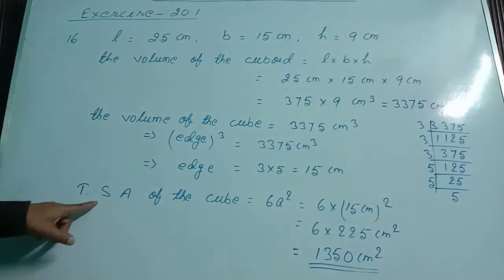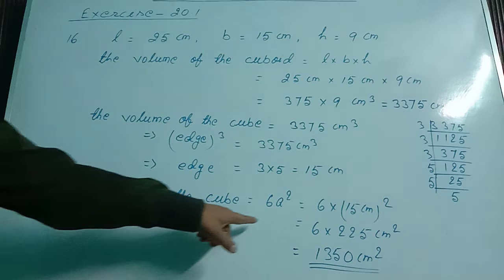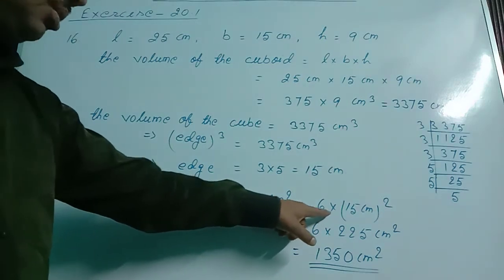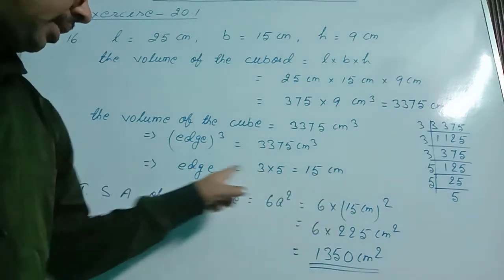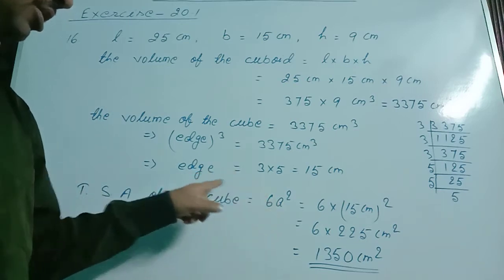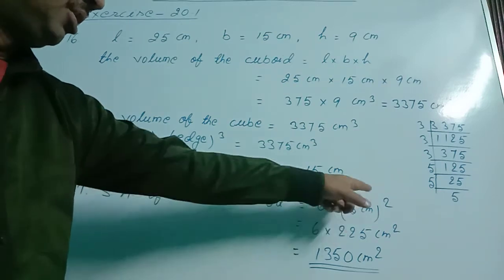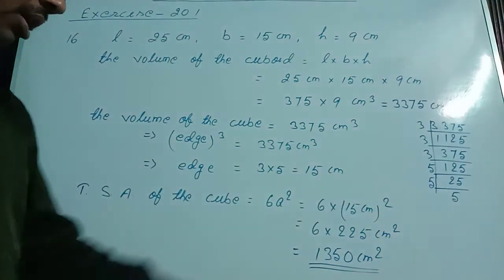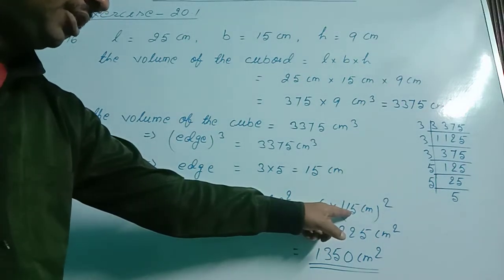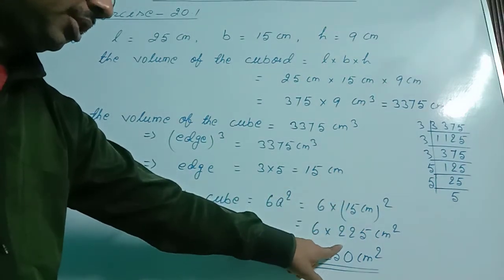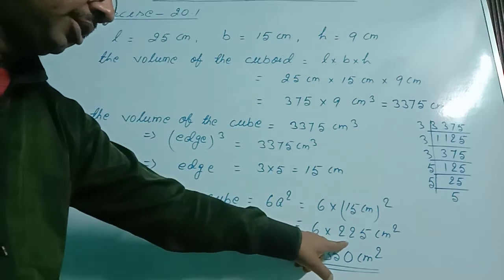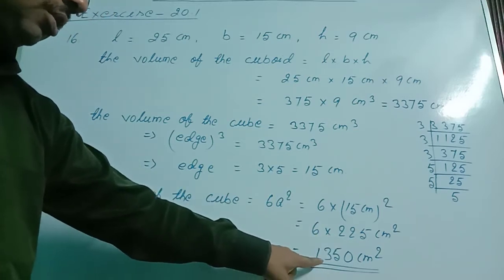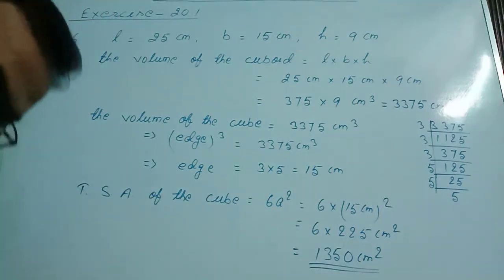So TSA, meaning total surface area of the cube, is equal to 6A square, that is 6 into 15 centimeter whole square, since edge or A, both are same. So 15 square is 225 centimeter square. So 6 into 225 centimeter square equal to 1350 centimeter square.